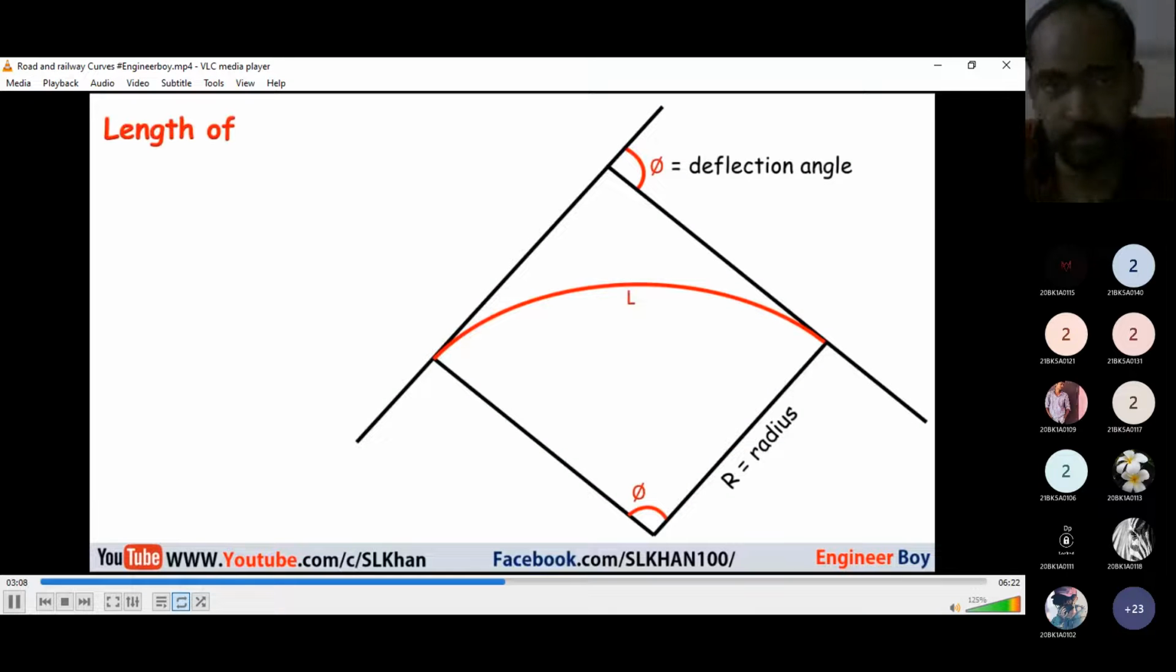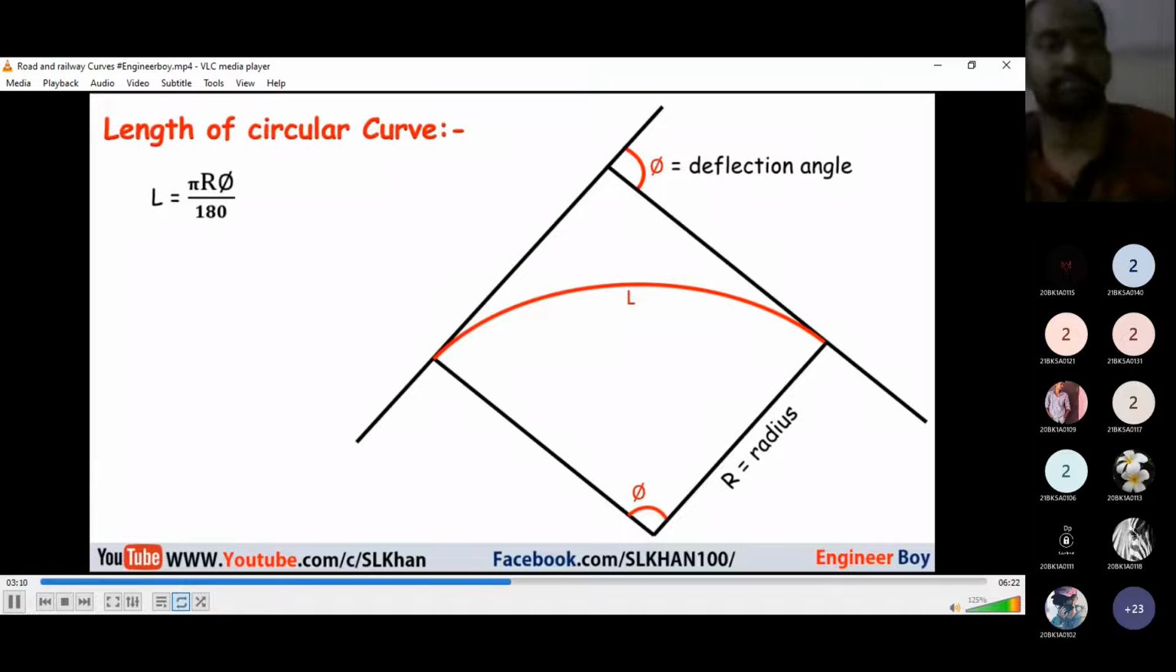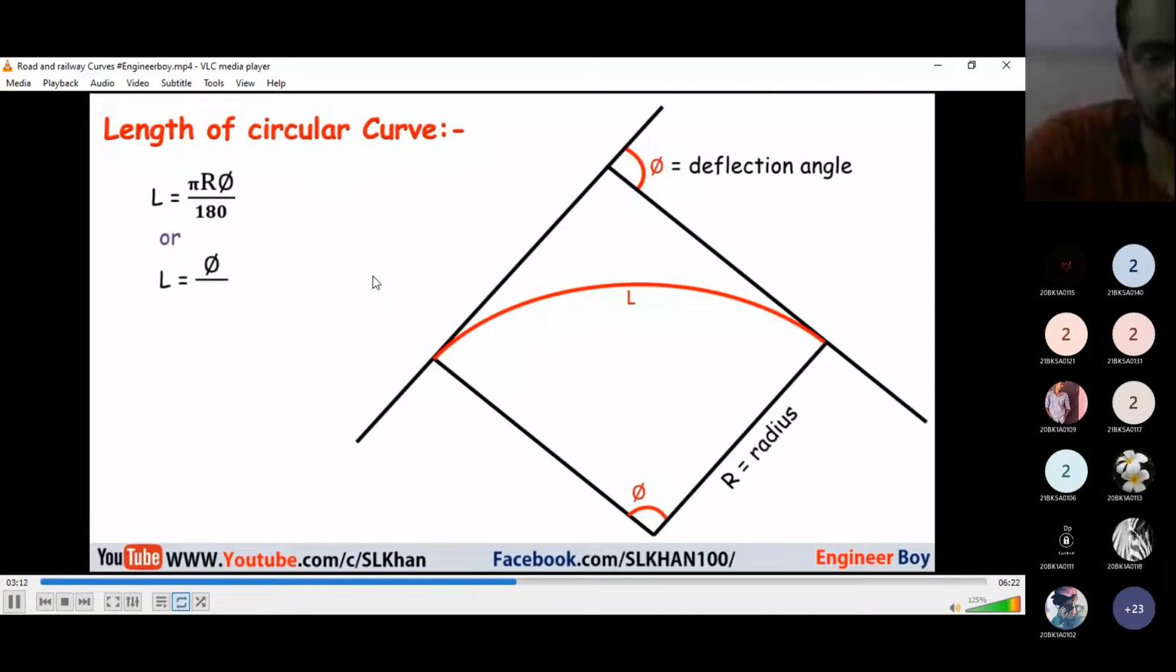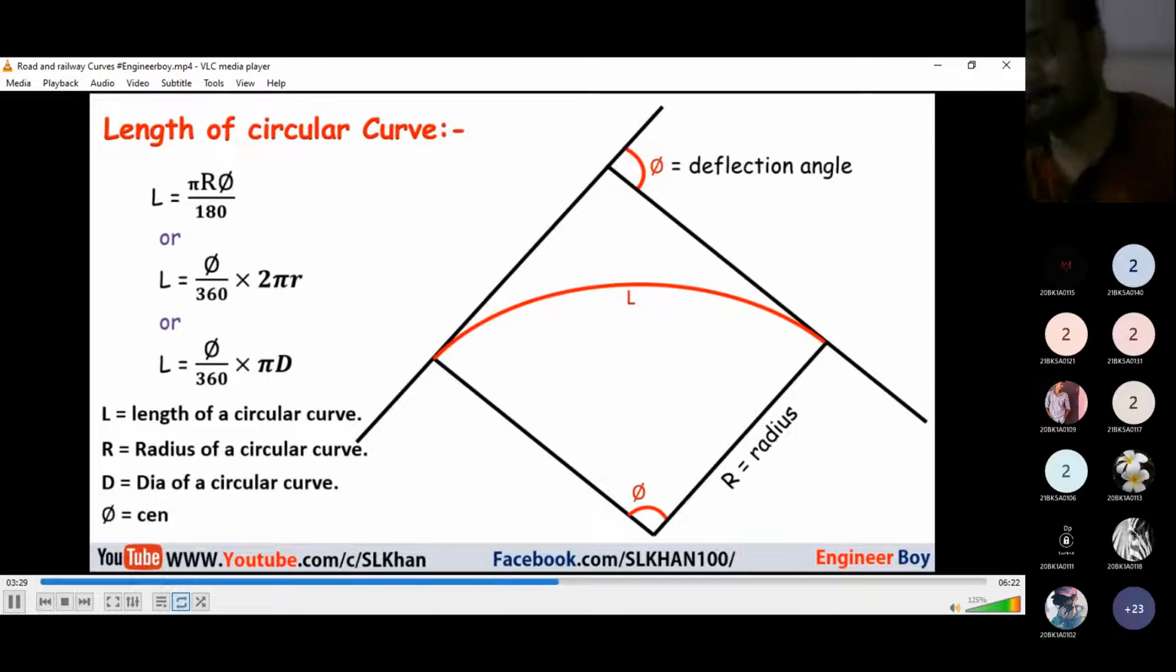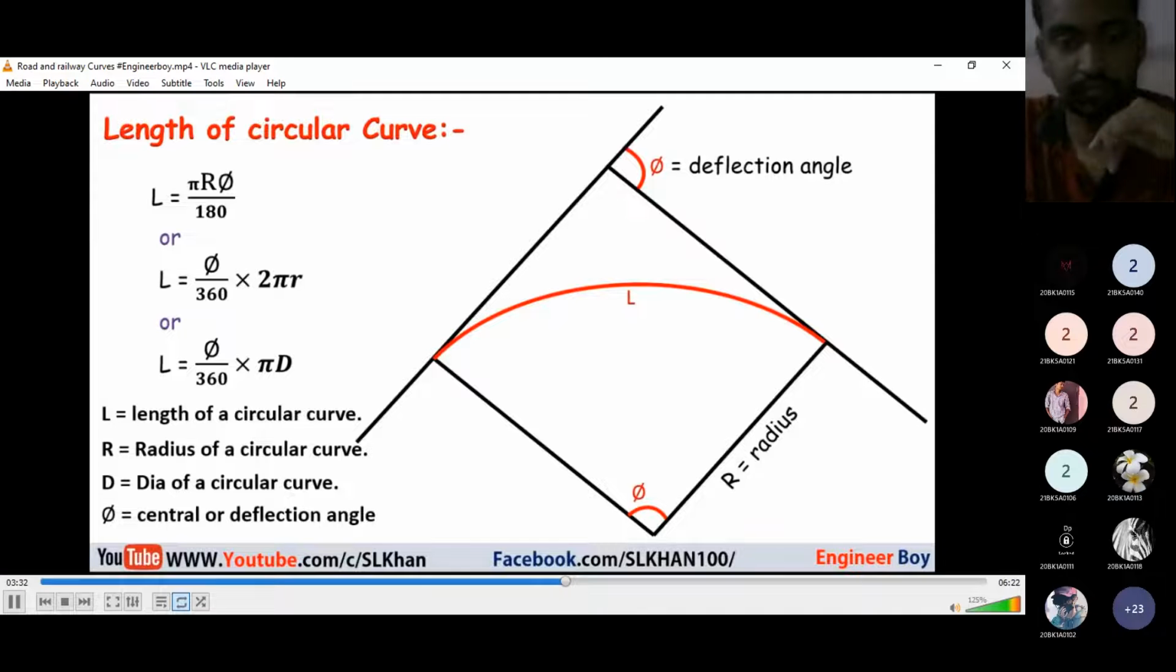The length of simple, compound, and reverse curves can be found with the help of the given formula. L equals pi R delta divided by 180, or L equals delta divided by 360 times 2 pi R, or L equals delta divided by 360 times pi D, where L is the length of a circular curve, R is the radius of the curve, D is the diameter of the curve, and delta is the central or deflection angle of the curve.